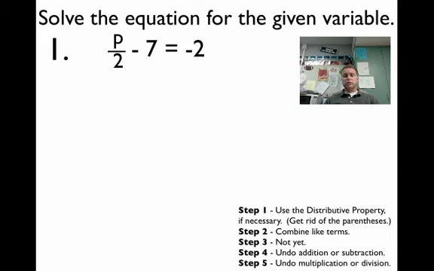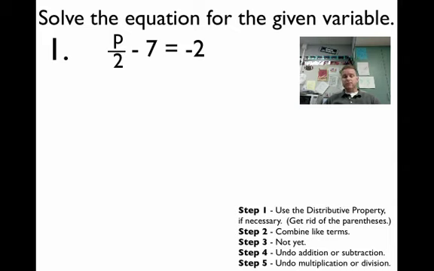So step 1 is look for distributive property. We don't have any parentheses in this problem, so we don't need to do distributive property. So we go to step 2, we look for like terms. Like terms means things that can be combined. The terms we have here are p divided by 2 and minus 7, the second term. To decide if they're alike, they both have to have the same variable, or they both have to just be plain numbers. And by plain numbers, I mean positive or negative, but without any variable. And in this case, one has a variable, one doesn't, so they can't be combined.